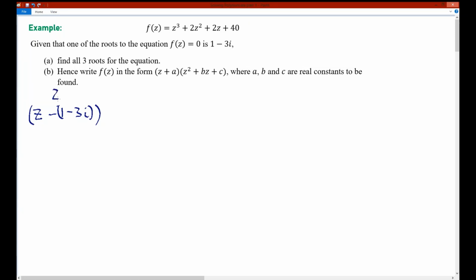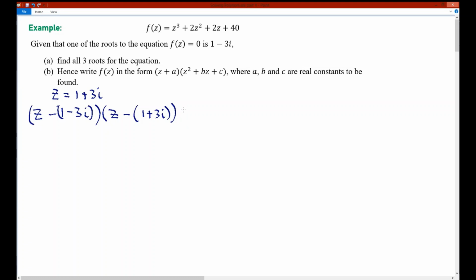Therefore, instantly, without doing any working, I know that z equals 1 plus 3i must be one of the other roots to the equation, because 1 plus 3i is the conjugate to 1 minus 3i. Okay, therefore it means I know that z minus (1 plus 3i) is a root of this equation, or sorry, a factor of this equation as well.